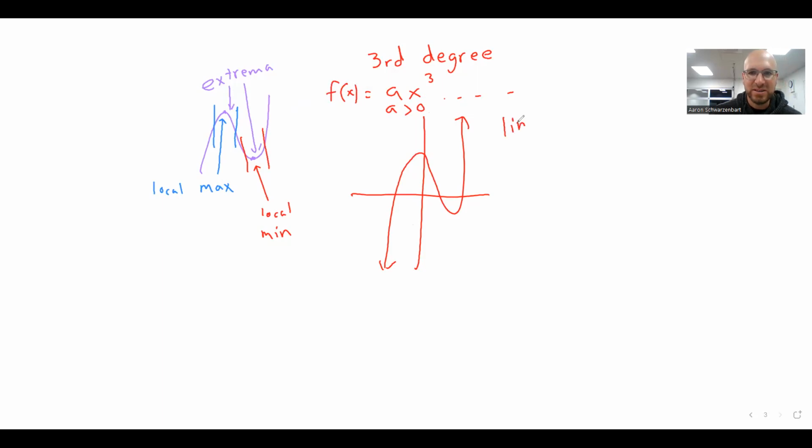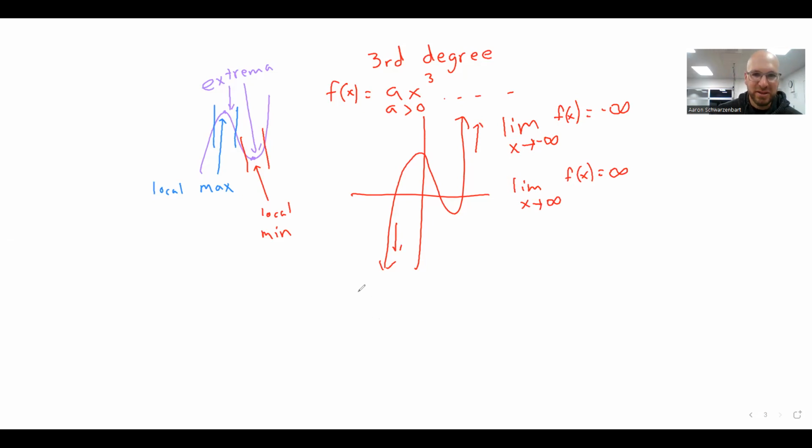And I'm going to use limit notation for my end behavior. Limit as x approaches negative infinity is going to be negative infinity. Limit as x approaches positive infinity is going to positive infinity. Sometimes we'll call this end behavior down up, reading from left to right, down, over here on the left, down, and then up on the right.